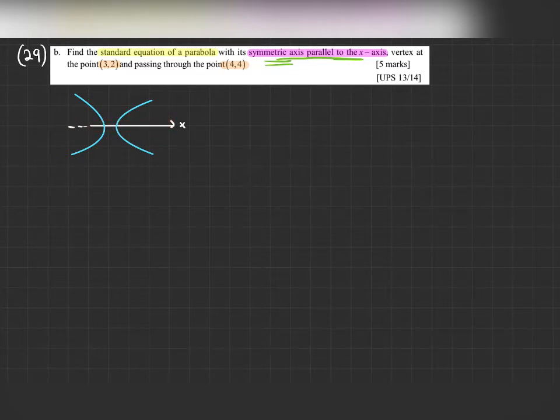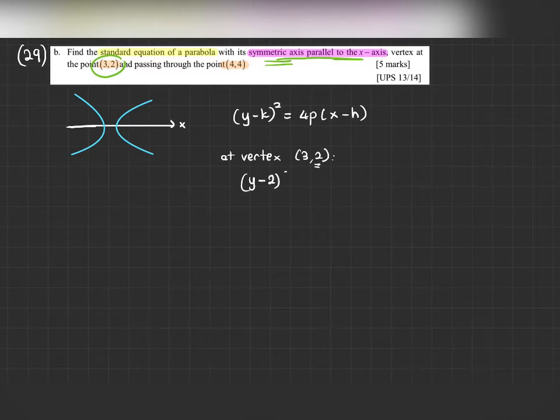Okay, so here we can say that our equation that we are going to use will be y minus k square equals to 4p x minus h. Okay, now dia dah bagi kita vertex hk kita apa. So boleh gantikan teruslah. So add vertex 3, 2. Okay, so y minus value of k kita adalah 2. So 2 square equals to 4p x minus 3. Okay, so this is our equation now.